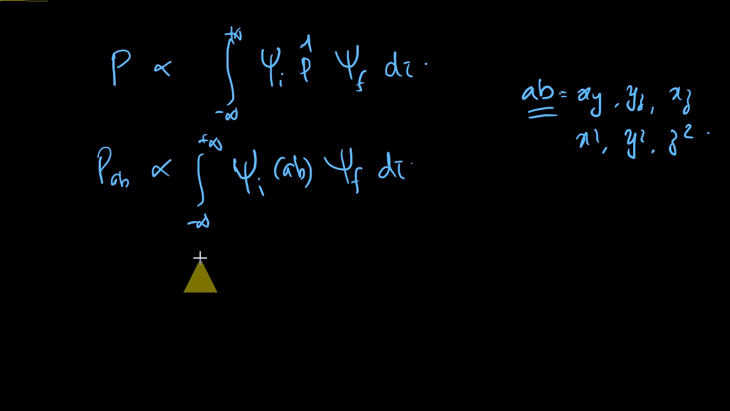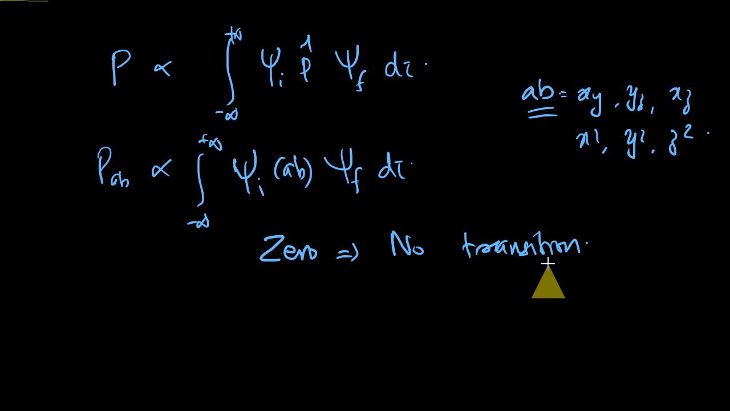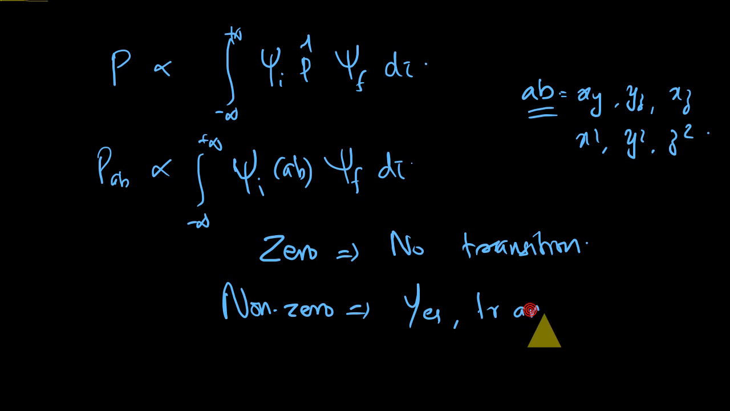Evaluate means I don't need to get the absolute value of this integral, because I am only interested whether this integral is 0 or non-zero. If the integral is 0, then it means that there is no transition probability. There is no spectral transition, or there is no Raman active vibrational transition. And if the integral is non-zero, then it means that yes, there is a transition corresponding to that. So in this case, it is Raman active.